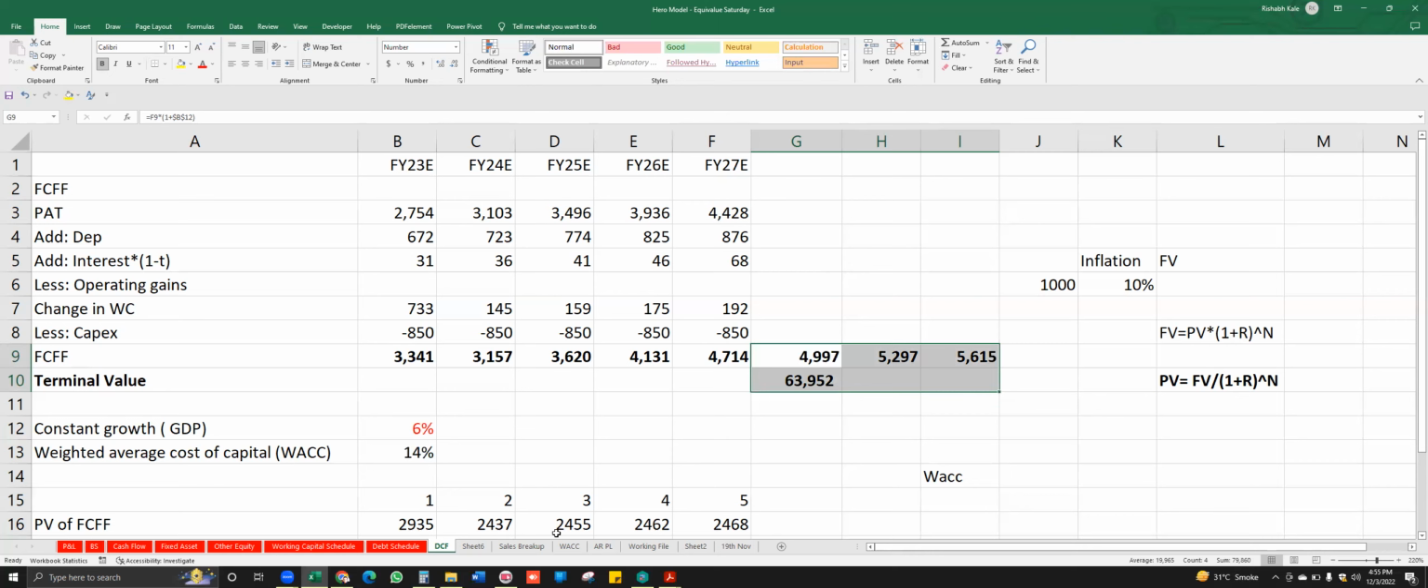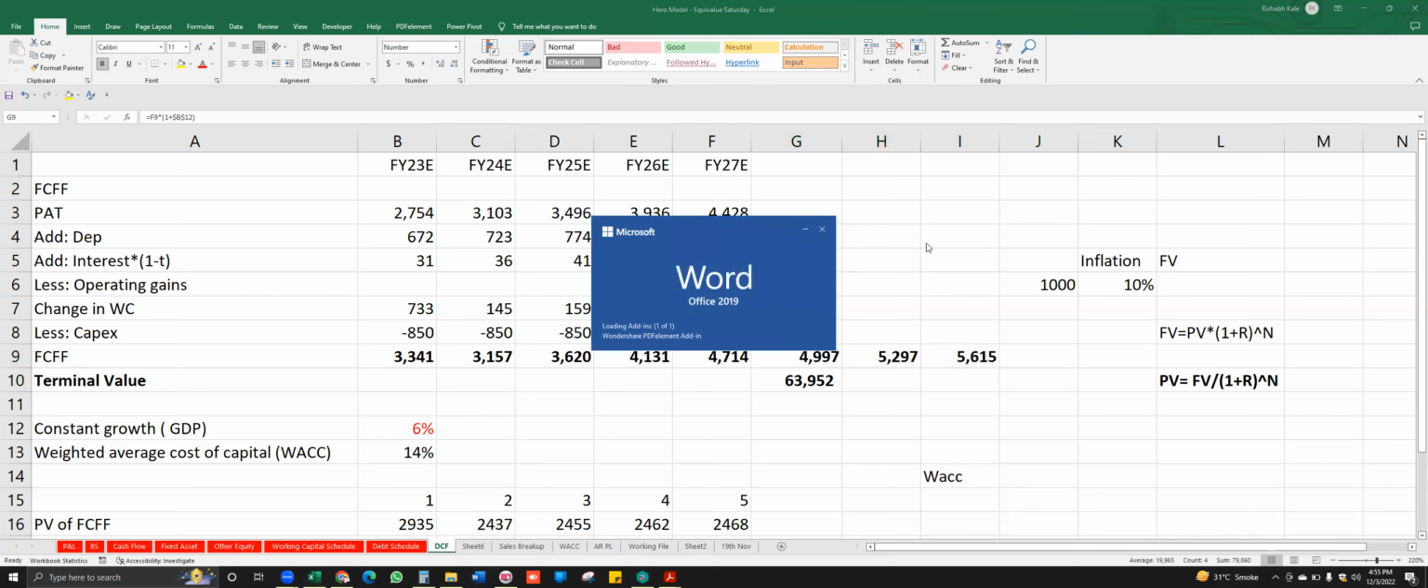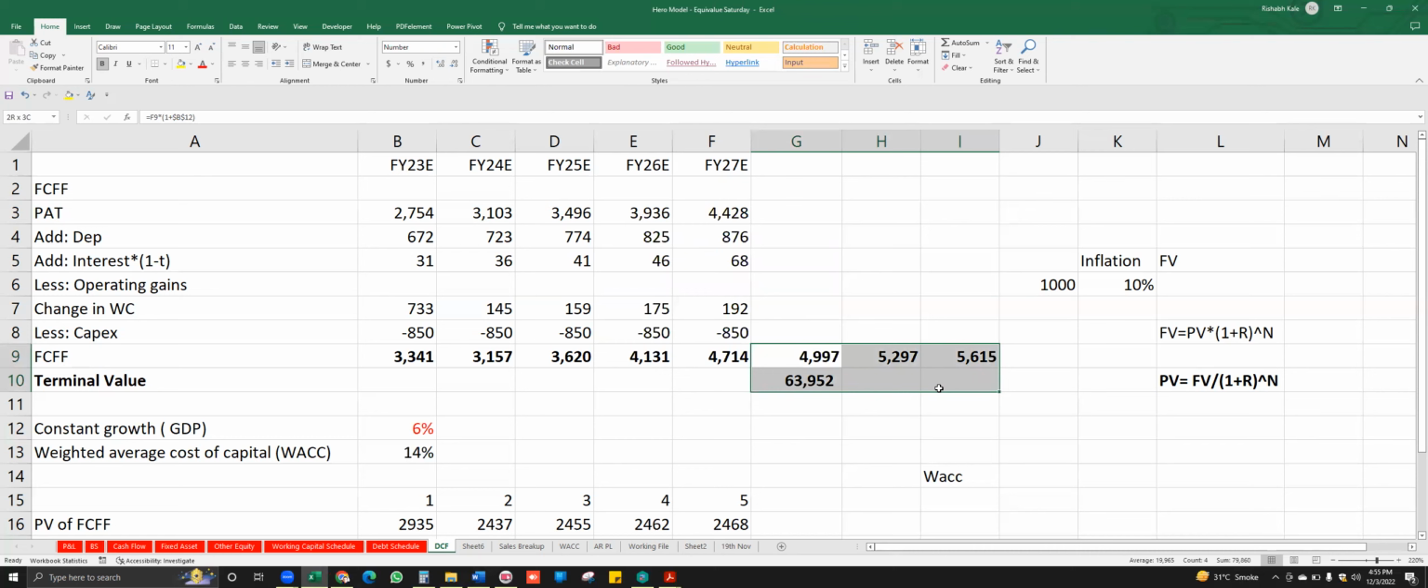Now what is the formula for this? A terminal value is to be found at the end of what you have forecasted. This is where you stop forecasting, say after 1, 2, 3, 4, 5 years. You have to find the terminal value over here. Now, the formula for terminal value is what? I'll show you.